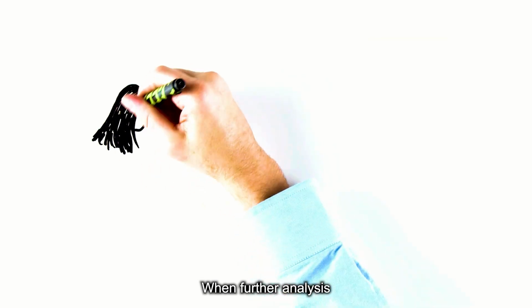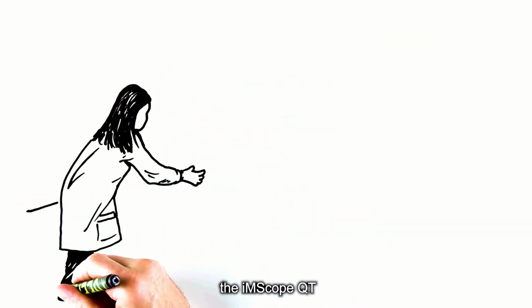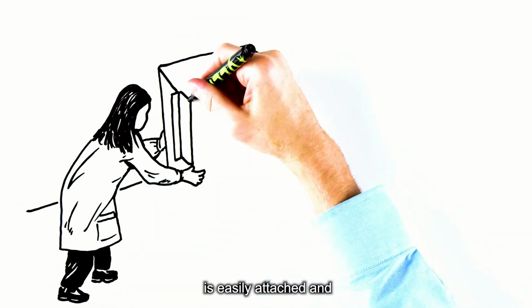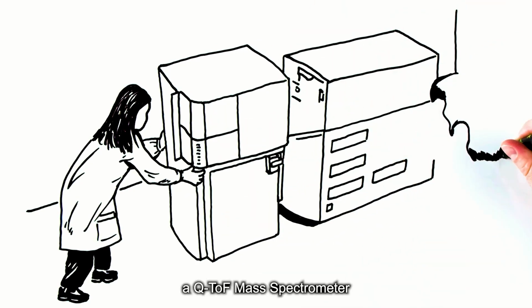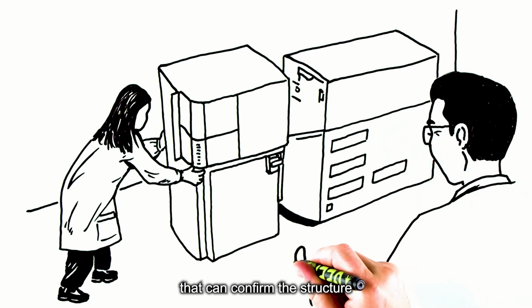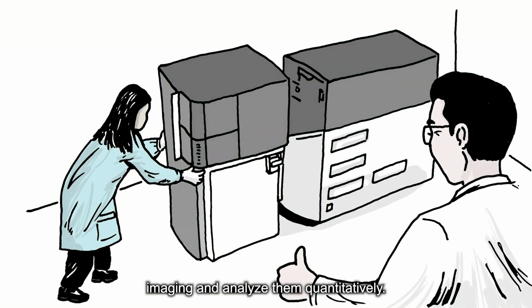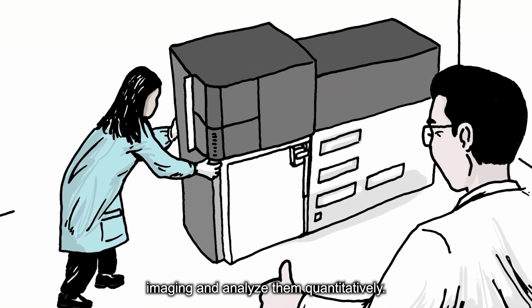When further analysis needs to be performed, the iMScope QT is easily attached and detached to the LC-MS 9030, a QTOF mass spectrometer that can confirm the structure of molecules detected in mass spec imaging and analyze them quantitatively.